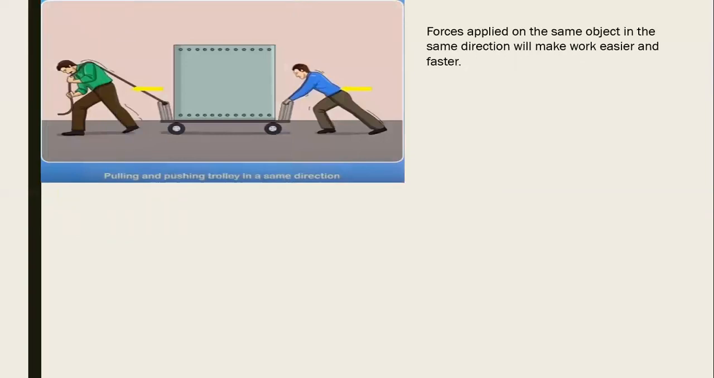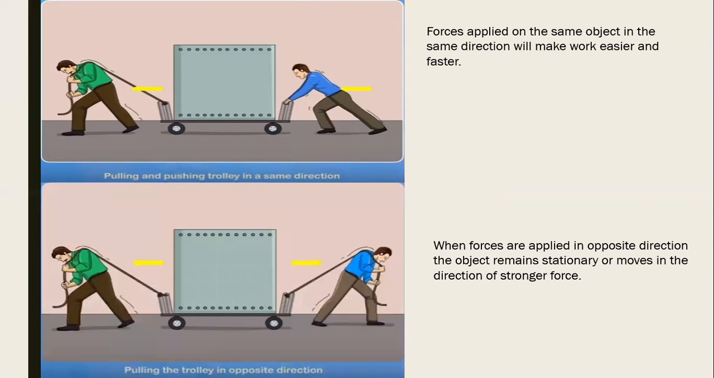In this picture, two people are pulling and pushing the trolley in the same direction. When force is applied on the same object in the same direction, work is made easier and faster. But when the trolley is pulled in the opposite direction, it becomes difficult for them to move the trolley. When forces are applied in opposite direction, the object remains stationary or moves in the direction of the stronger force.